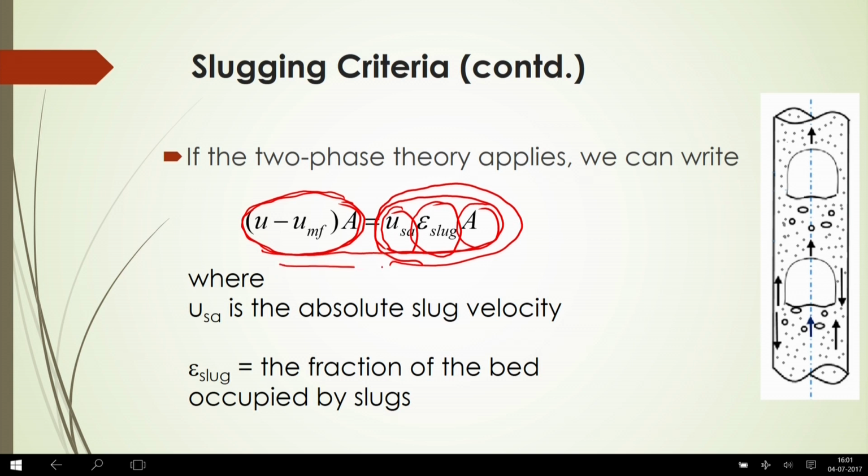Now, based on this you will be able to calculate what should be the minimum velocity for which you can get the slugging phenomena. In this case, what is U_SA? U_SA is the absolute slug velocity, and epsilon_slug will be equal to the fraction of the bed which is occupied by the slugs. So, this is the criteria. You have to calculate the amount of gas which is used for the slug.